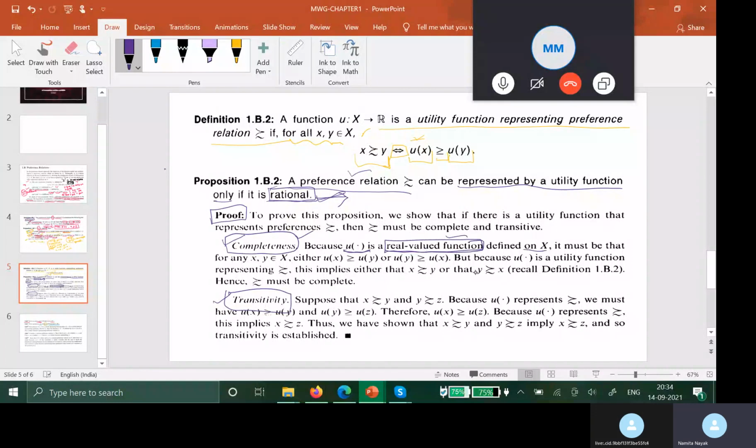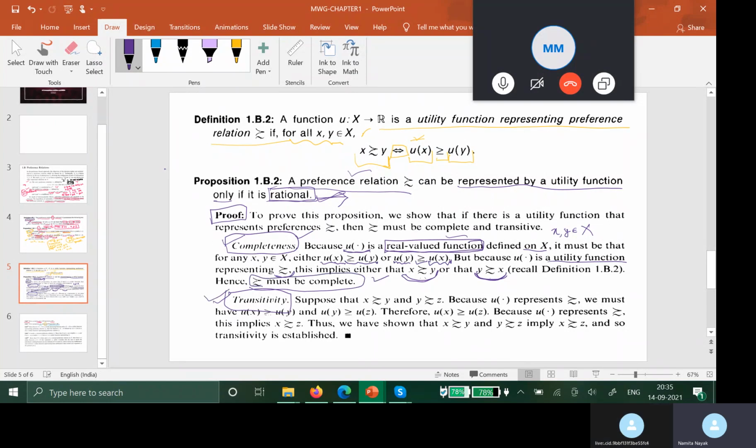It is such that for whatever variables in the set x, you will have the complete information. That is, utility of x will be either greater than or equal to utility of y, or utility of y will be greater than or equal to utility of x, correct? Yes, ma'am. So either of them will hold, and since one utility function is representing the preference relation, that implies x will be at least as good as y, or y will be at least as good as x. So this preference relation will be complete, right? Yes, ma'am. So this property is done.